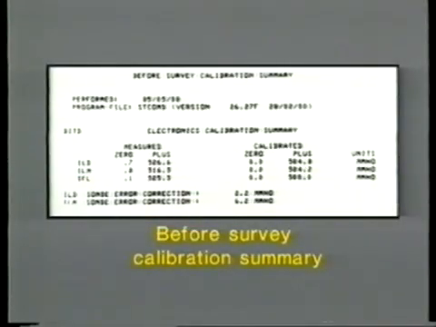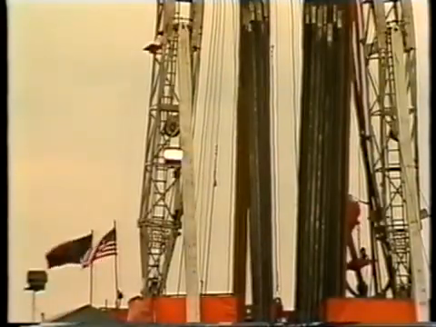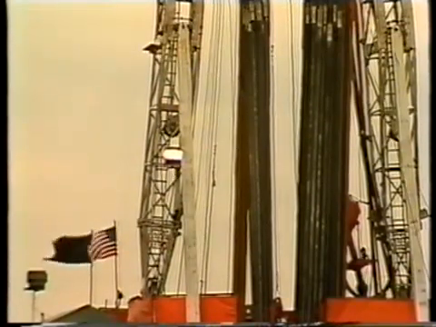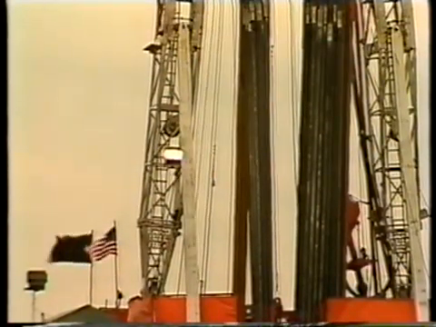All before-survey calibration check data are added to the permanent records of each individual logging device and are included in the final printout of the logging survey. Once the drill pipe is clear of the rotary table, the next step is to rig up.